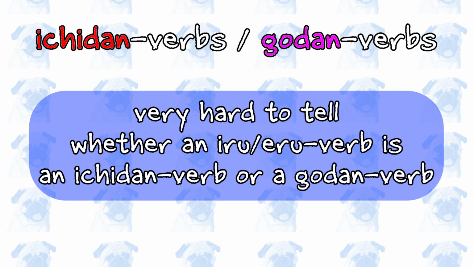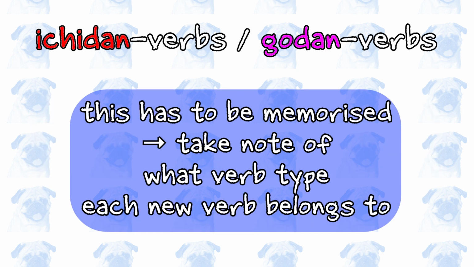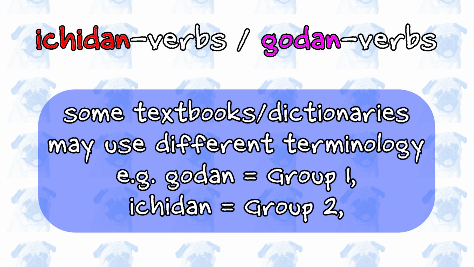It is usually not possible to predict whether an iru-eru verb is an ichidan verb or a godan verb. This is something that you have to learn by heart, so when you learn new verbs, make sure you check their conjugation types. However, some textbooks and dictionaries may use different terminology to refer to the same concepts. For example, in some textbooks, godan verbs are taught as Group 1 verbs and ichidan verbs as Group 2 verbs.